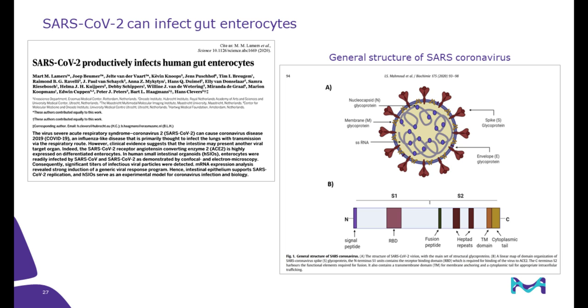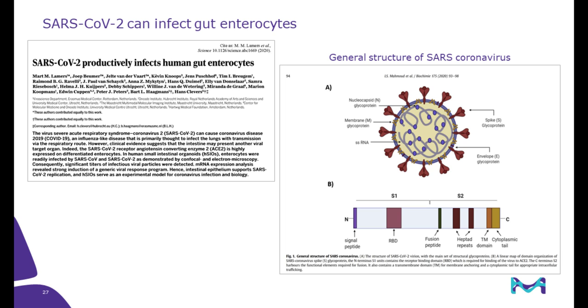Now I would like to briefly discuss SARS-CoV-2 and its effect on the gut enterocytes. Recent publications have shown that the intestines may present another viral target organ. Studies have revealed that the SARS-CoV-2 receptor angiotensin converting enzyme 2, ACE2 for short, is highly expressed in the small intestines.